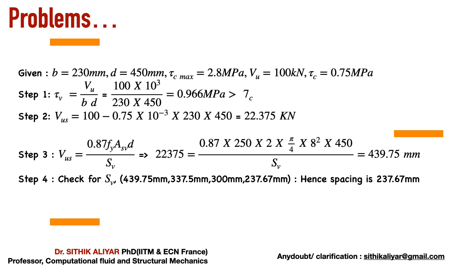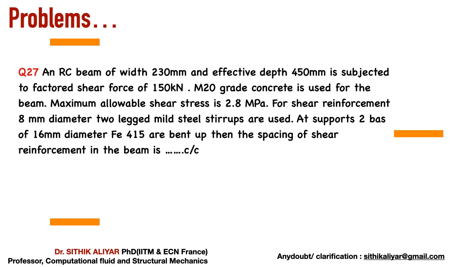I calculated the tau v value first, then I checked in which case it is falling, and then I verified. Based on which case it is falling under, I calculate VUS, then I use that formula, then I find the spacing value, then I check all the spacings. Okay. So I will show the last question, one more question.